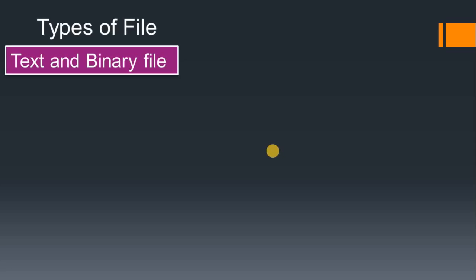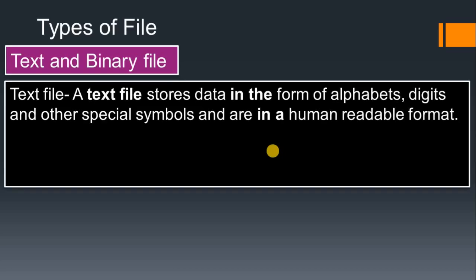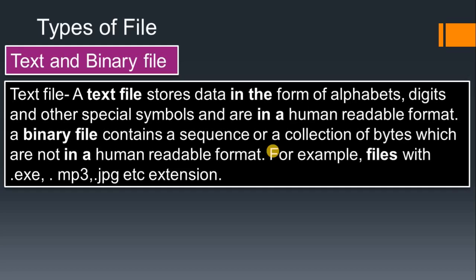Actually there are two kinds of files, text and binary. So what is a text file? A text file stores the data in the form of alphabets, digits and other special symbols like question mark and colon, and they are in a human-readable format. Suppose you are creating a Word file and editing it, then this information is in readable format. And a binary file is a collection of bytes, which is not in human-readable format.